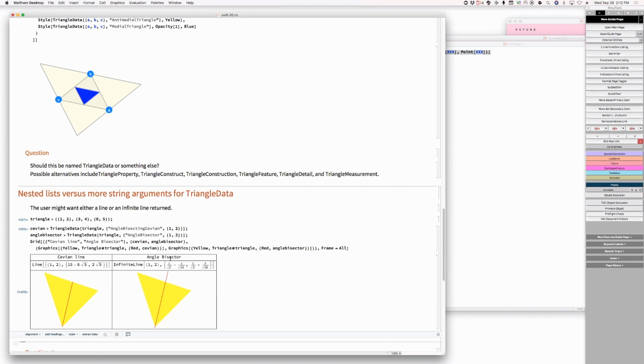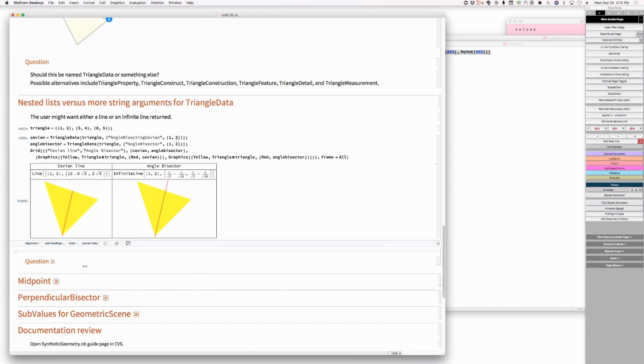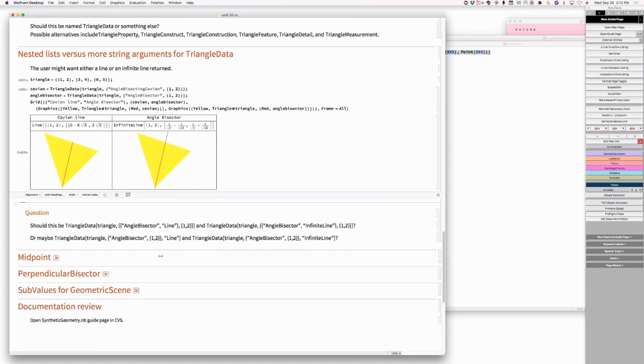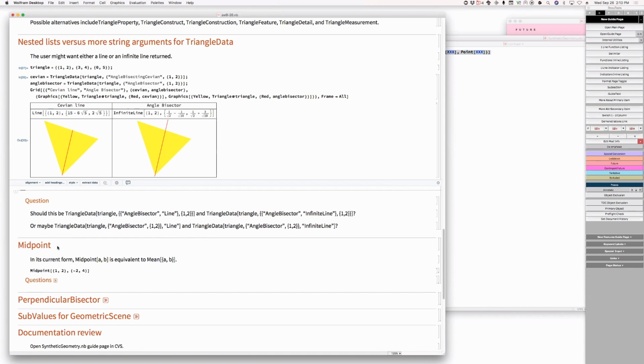Right. I don't like this having quite a few parameters there. But go ahead. So I don't like having angle bisecting Cevian and angle bisector. I would rather have just angle bisector, and then maybe you could do list angle bisector, comma line, or comma infinite line. Yeah, I would agree with that. But the problem is, by the time we've got all these random parameters here, this is starting to look really, really complicated. All right. But can we go on and just look at this? Okay, I get this question.